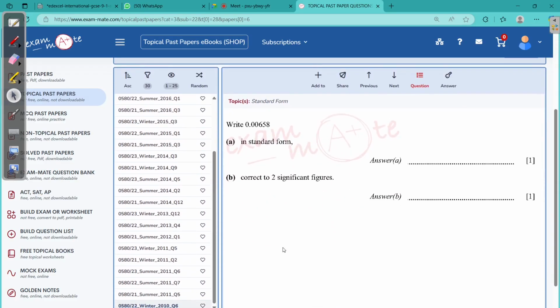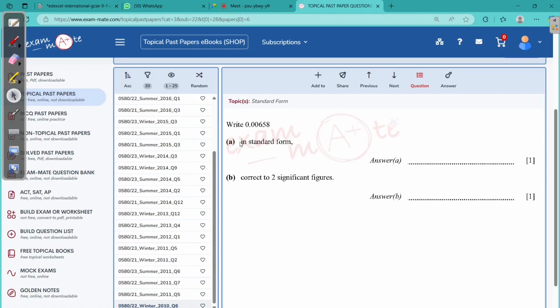Okay, do you know the significant figures? The standard form correct to two significant figures. First, write it in standard form. Then we have certain rules for significant figures. Have you revised those rules? Do you know the rules of significant figures? If you don't know, then we can ignore this if it is not in your syllabus right now.